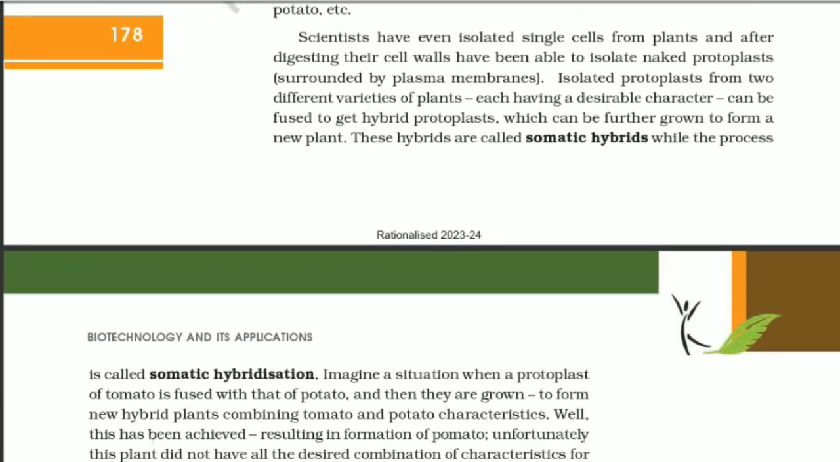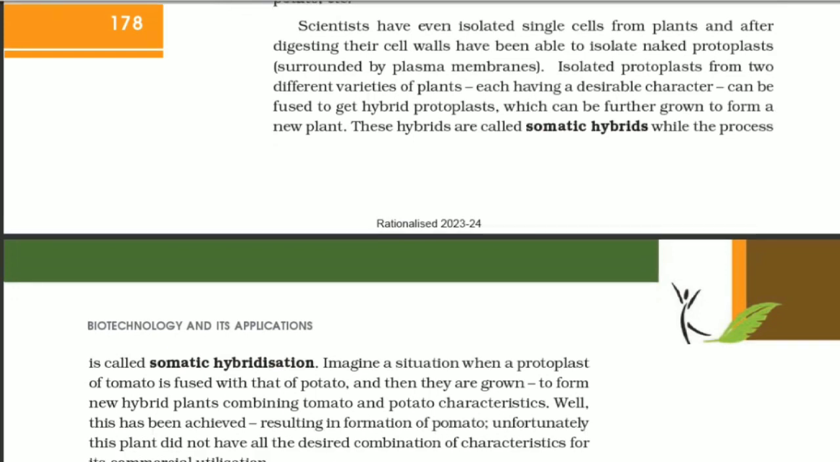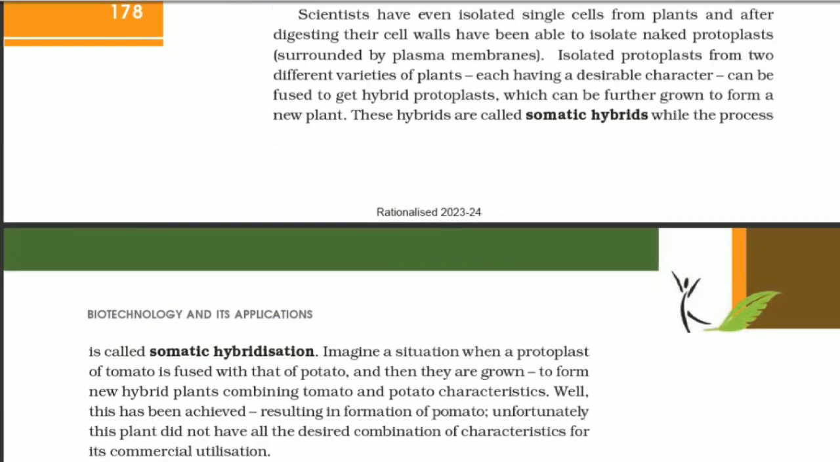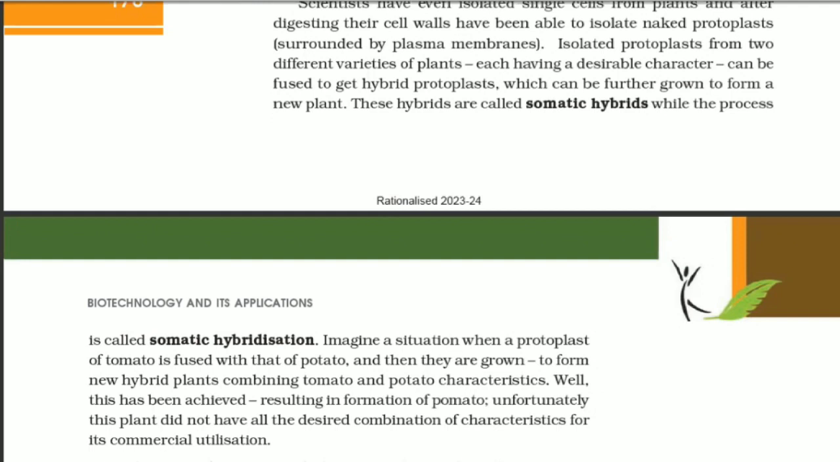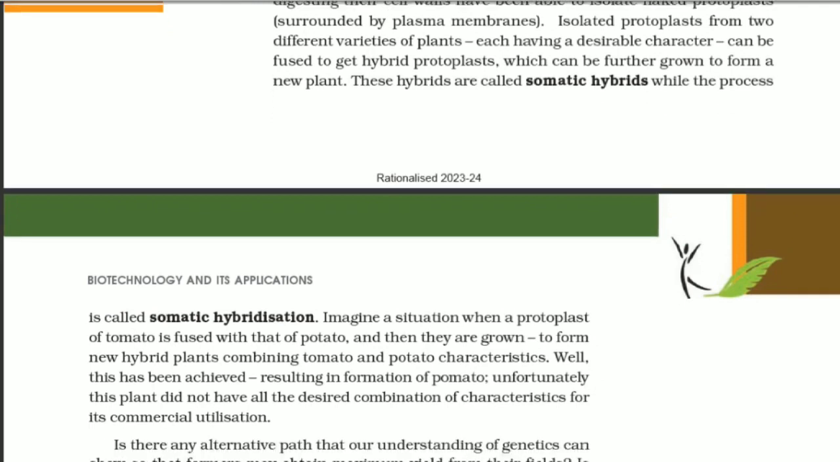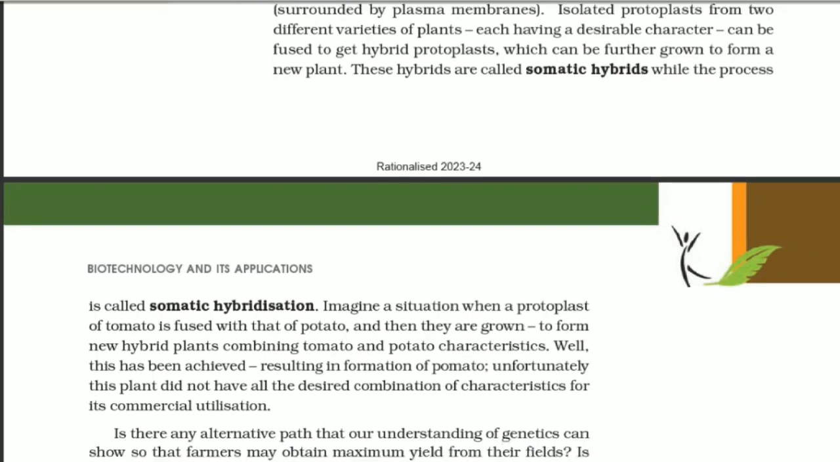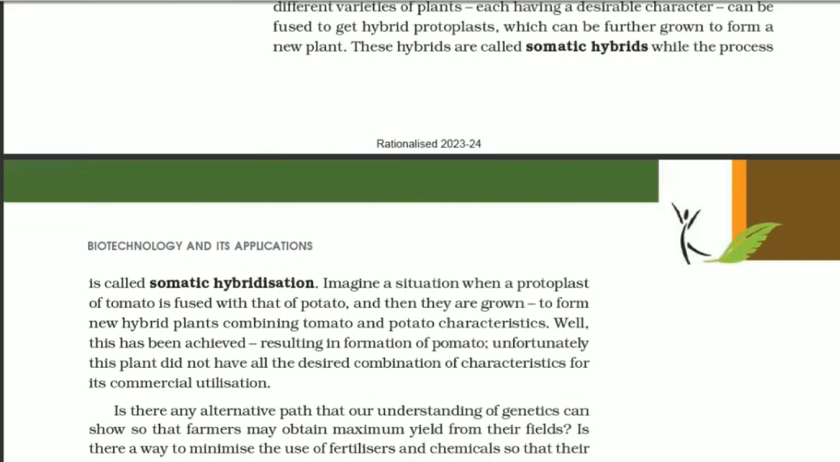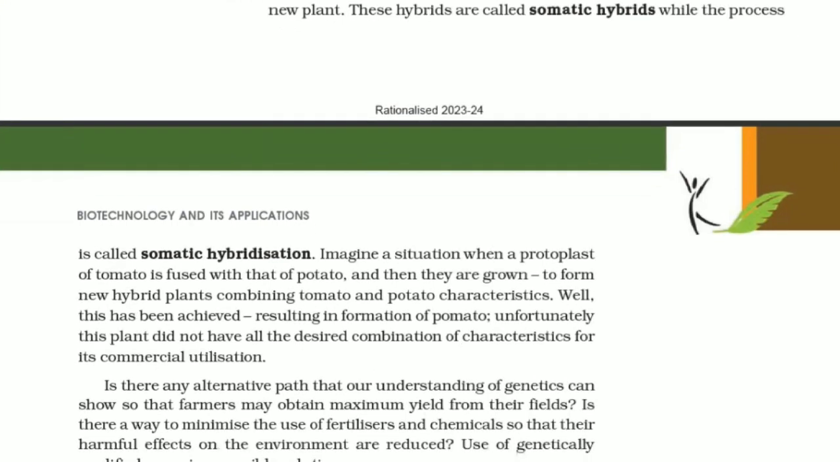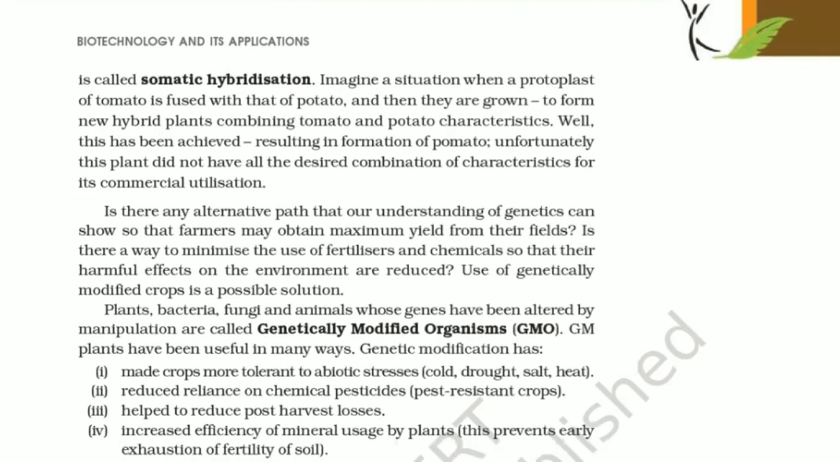Scientists have even isolated single cells from plants, and after digesting their cell walls, have been able to isolate naked protoplasts, that is, cells surrounded by plasma membranes. Isolated protoplasts from two different varieties of plants, each having a desirable character, can be fused to get hybrid protoplasts, which can be further grown to form a new plant. These hybrids are called somatic hybrids, while the process is called somatic hybridization.